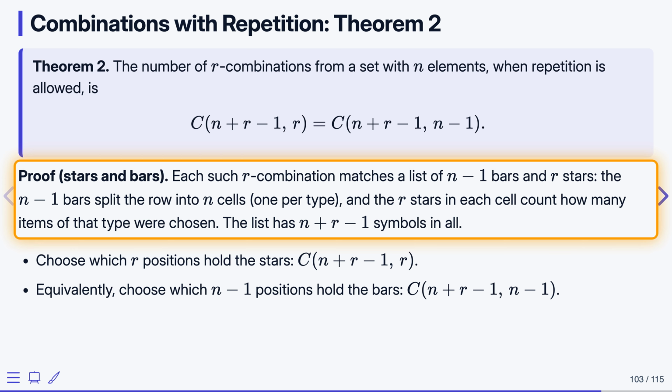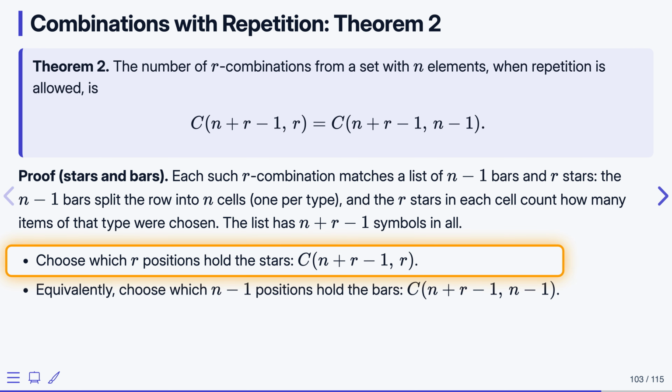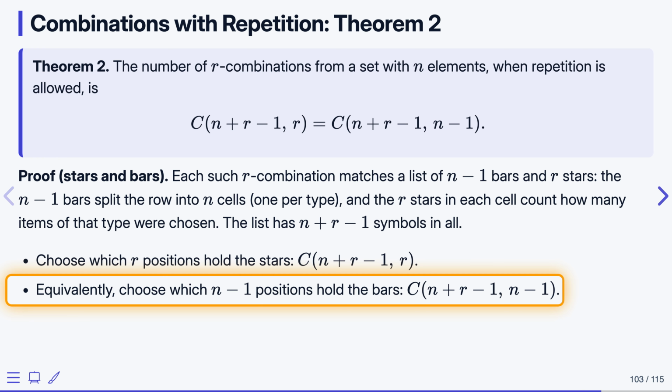We have n types, so we need n minus 1 bars to make n cells. We choose R items, so we place R stars. The stars in each cell tell us how many items of that type we took. Together the row has n plus R minus 1 symbols. To count the rows, we pick which R of these positions are stars. That gives C of n plus R minus 1, R. Or we pick which n minus 1 positions are bars. That gives C of n plus R minus 1, n minus 1. Both answers are equal.